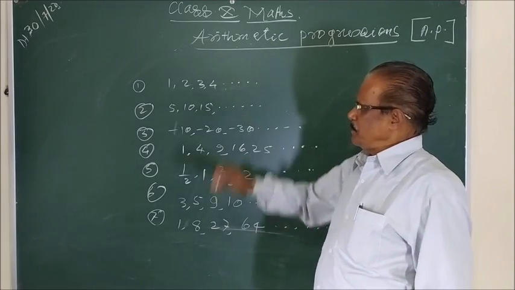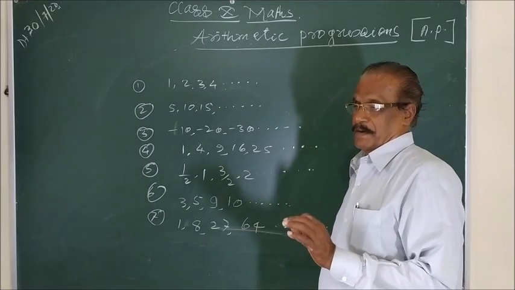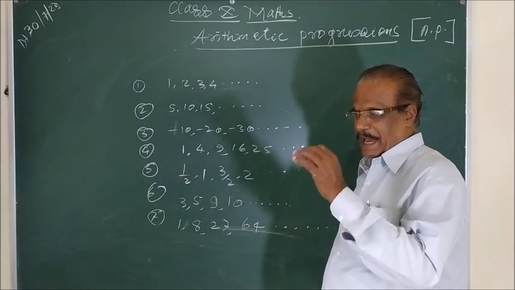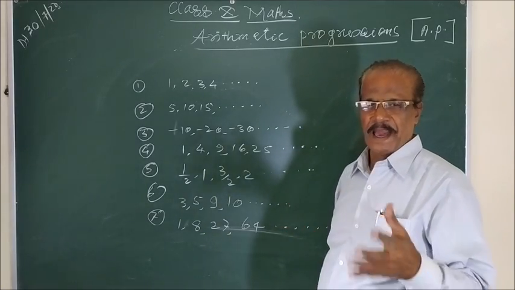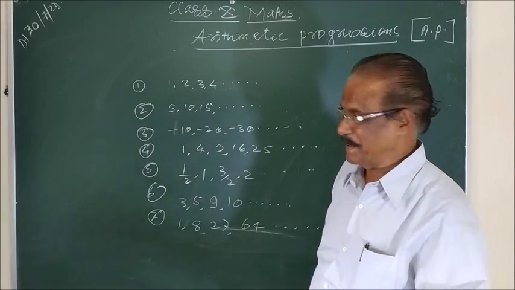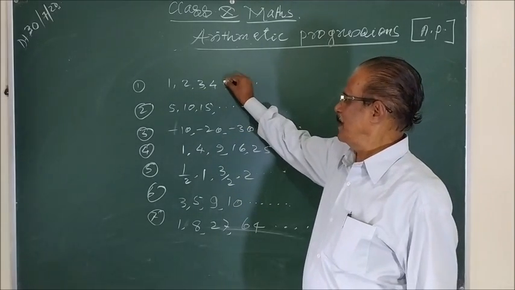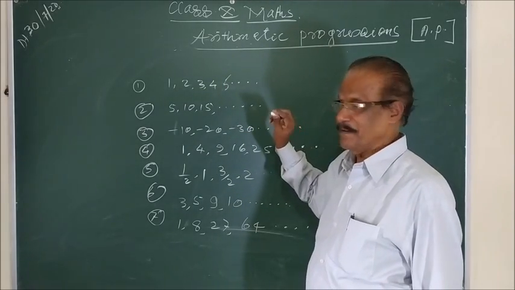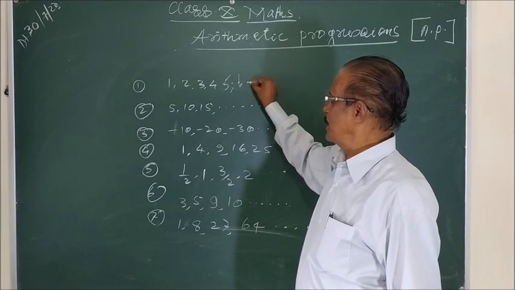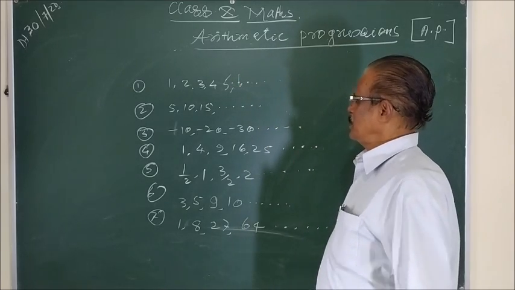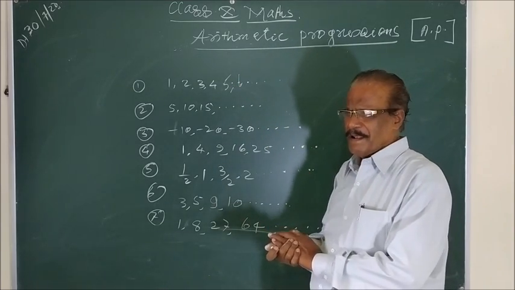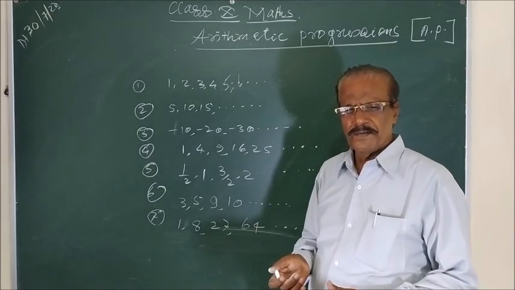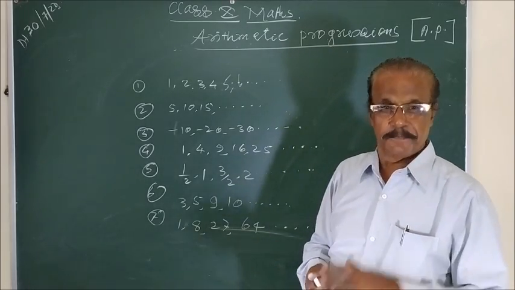So we see in example 1, the next number can be obtained by adding 1 to the previous number. 4 plus 1, 5, you can see. 5 plus 1, 6, like this. So it is very simple. We know this is in a pattern, a specific pattern.